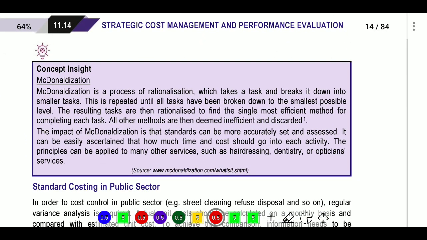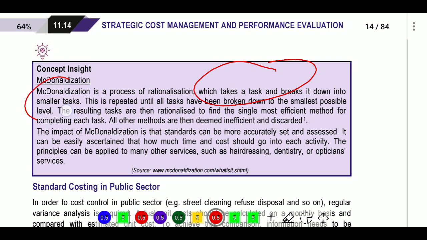McDonaldization here means breaking the task into the smallest possible units and rationalizing them to find the single most efficient method. For completing each task, we will break down all tasks, and from each task we will find the single most effective method of completing it. This is the case of McDonaldization.